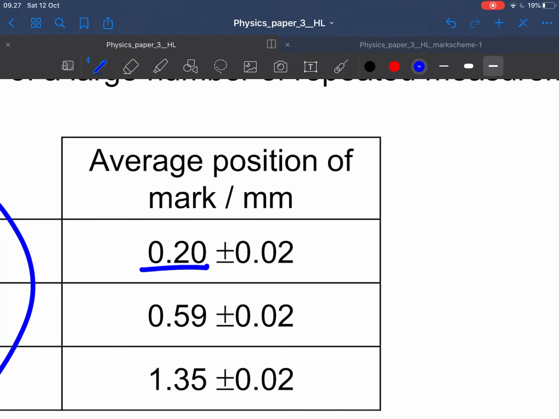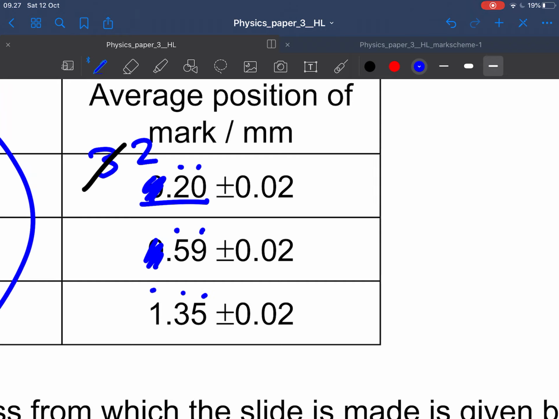And if you look here, 0.20, you may think that this is 3, but you'd be wrong. This is 2, because there's 1 here, 1 here. This does not count. This does not count. This counts, this counts. This counts, this counts, this counts. So this is actually 3.